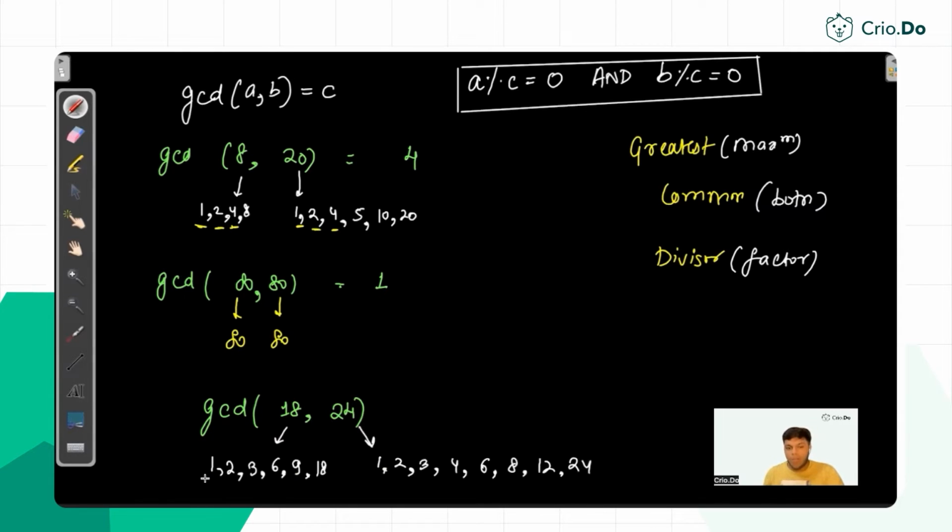And what are the factors which are common? 1, 2, 3, 6 are common. But the highest common one is 6. So the answer is 6 for these two numbers.